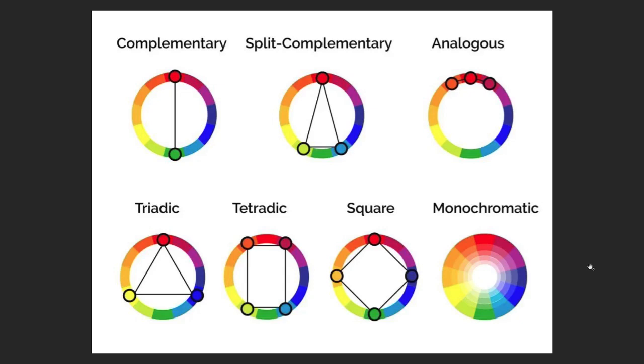So as we see in this example, we have complementary colors, colors that are across from each other, split complementary. So you have one color, and then instead of being directly across, it is the two colors next to it. There's analogous colors, colors that are next to each other in the color wheel, triadic, tetradic, which you create a square, so it's almost like a dual complementary. And then there's square, so you have two colors that are across from each other in the color wheel. And then you have monochromatic.